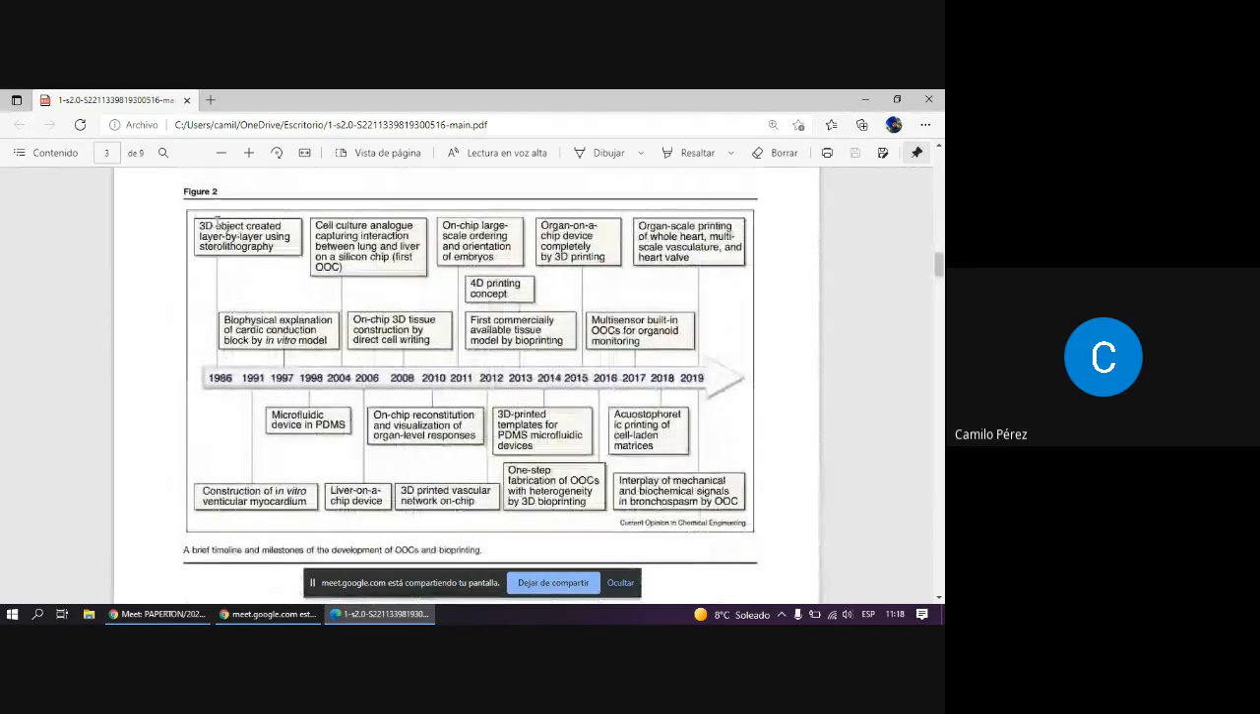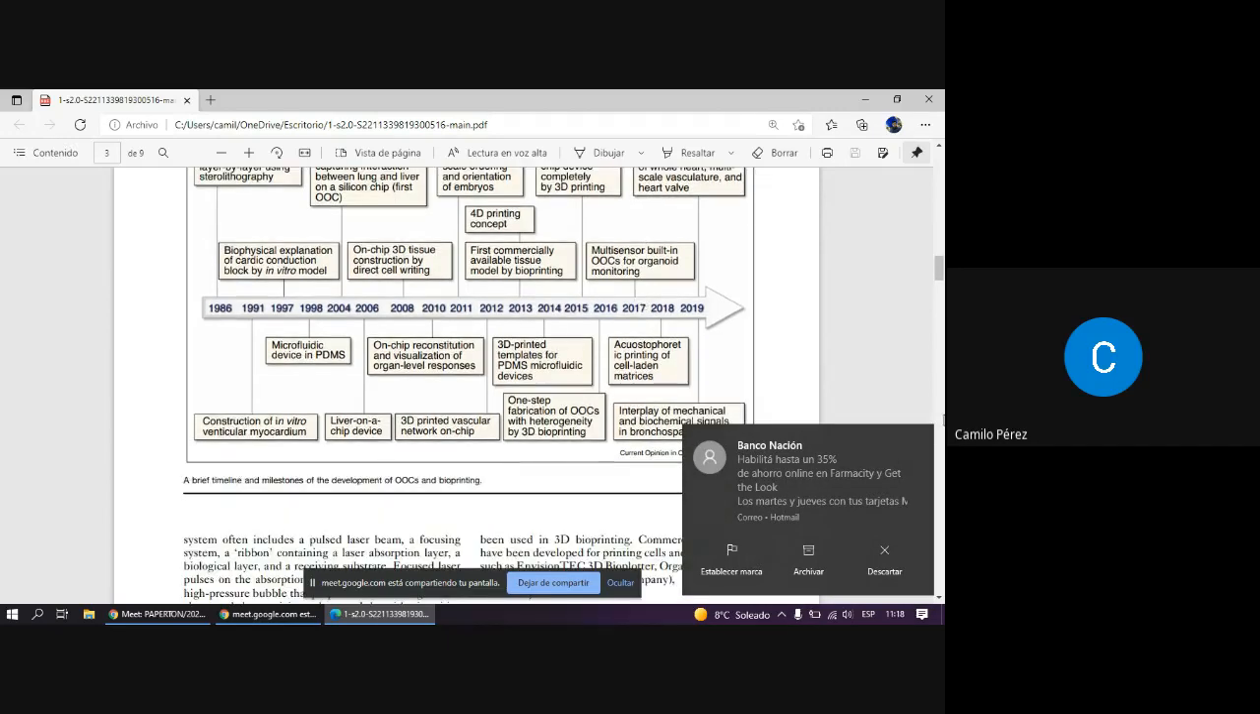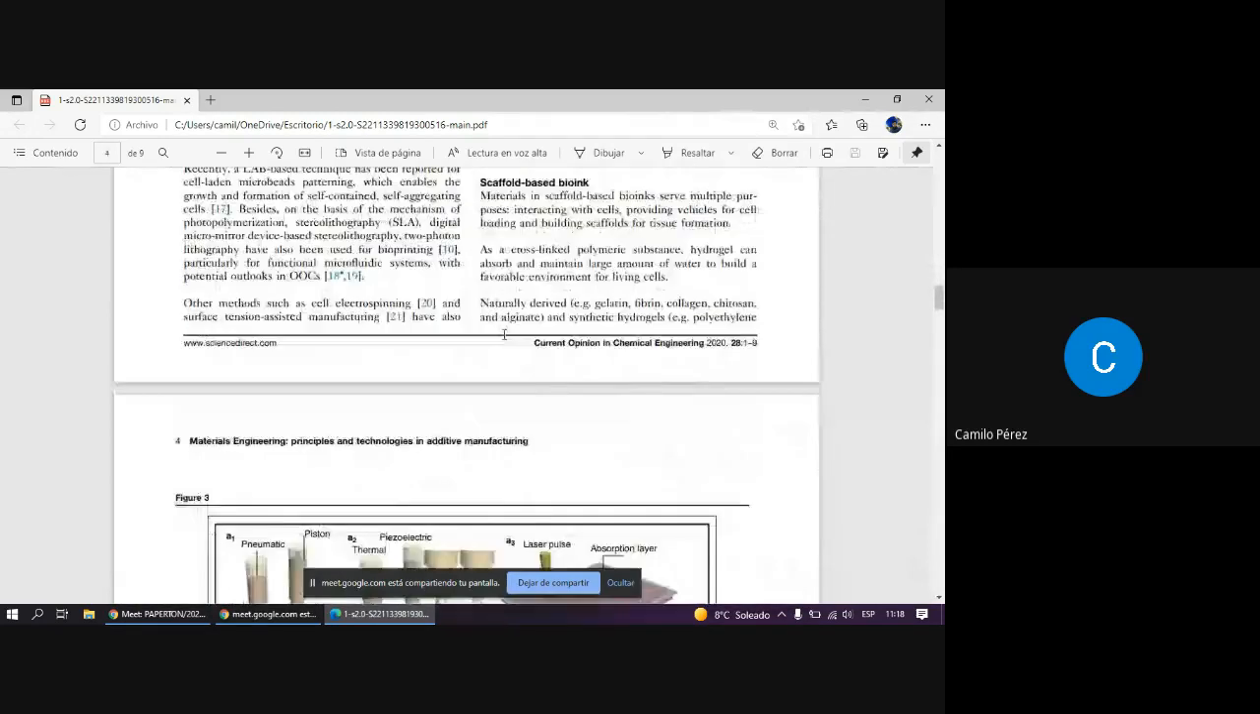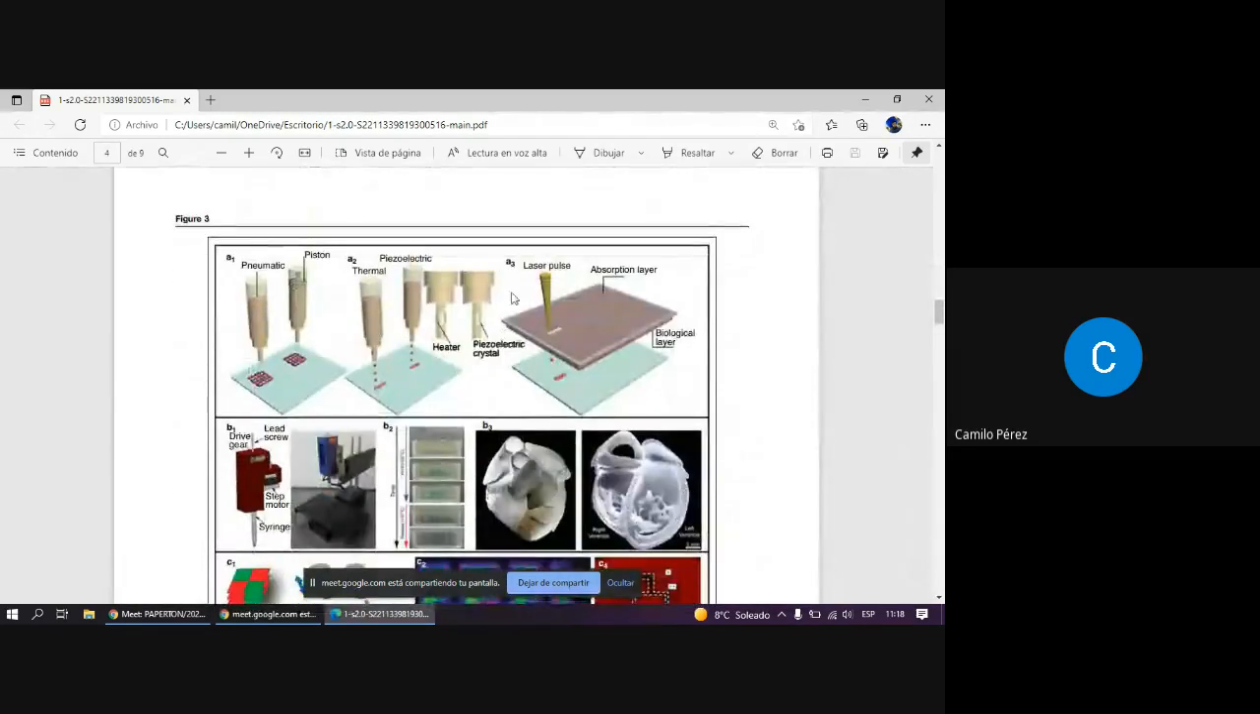Okay, Figure 2 shows the advantage of the technology over time and its evolution, and how different technologies and strategies are combined for cell culture and organ-on-chip culture also. Okay, Figure 3 shows how to construct the technology in-house.